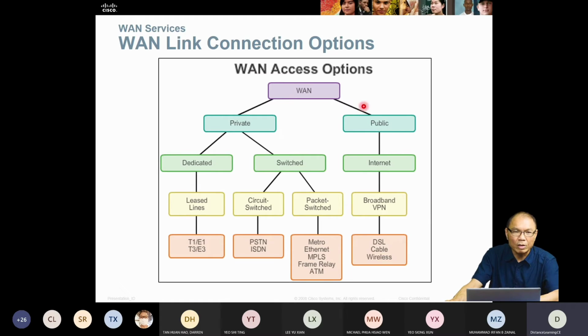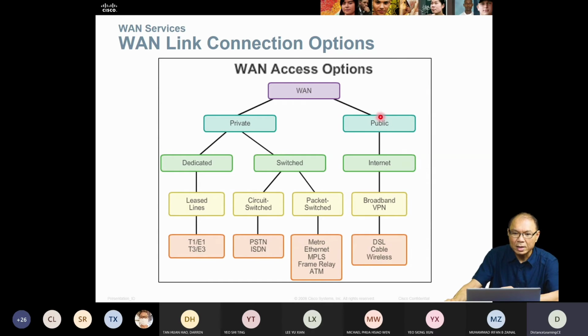Now take a look at this particular diagram here. In a wide area network today, you can break them up into a private wide area network. You must be very rich to be able to afford a private wide area network, because the wide area network, number one, spans across geographical boundaries. So you must really own all the connection from Singapore all the way to USA, for example. Then it's private, it's yours.